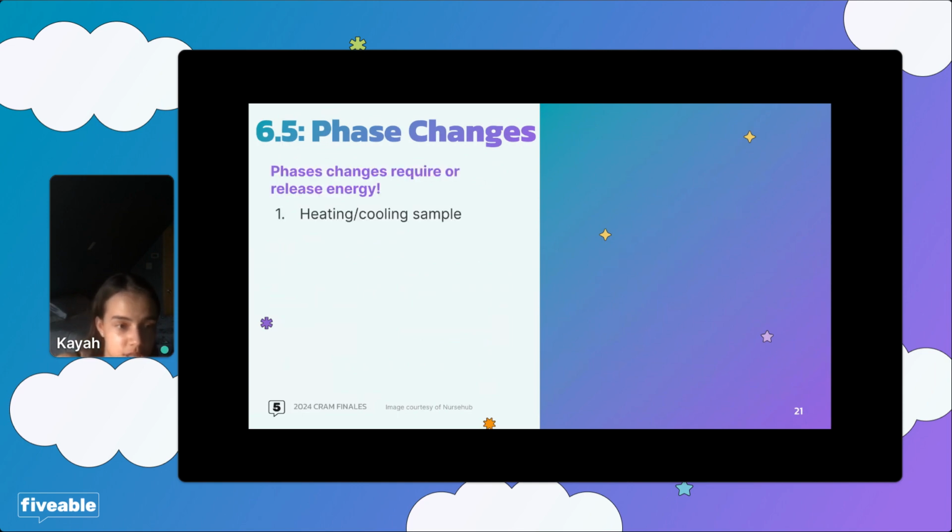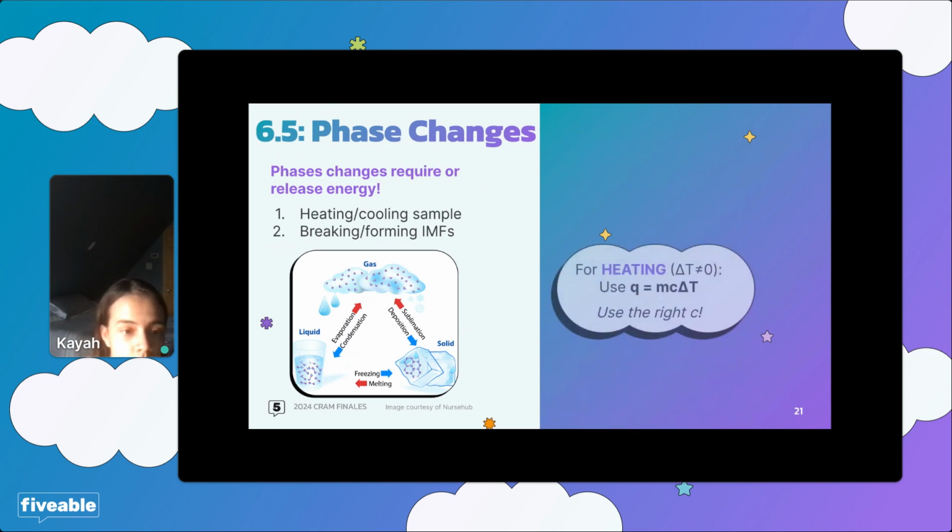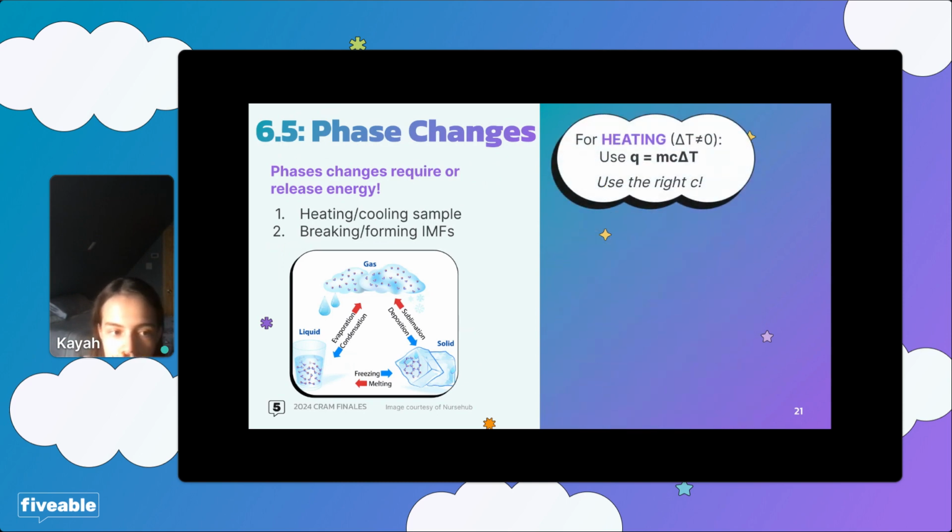Next up is phase changes. So phase changes require or release energy, okay? For example, heating or cooling a sample, breaking and forming intermolecular forces. And here you'll see that below. When you go from a gas to a solid, that is forming intermolecular forces, but vice versa, if you go from a solid to a gas, it is breaking intermolecular forces. And it's the same thing with heating and cooling a sample. For heating, use Q equals mC delta T, and make sure you use the right C value for the specific heat.